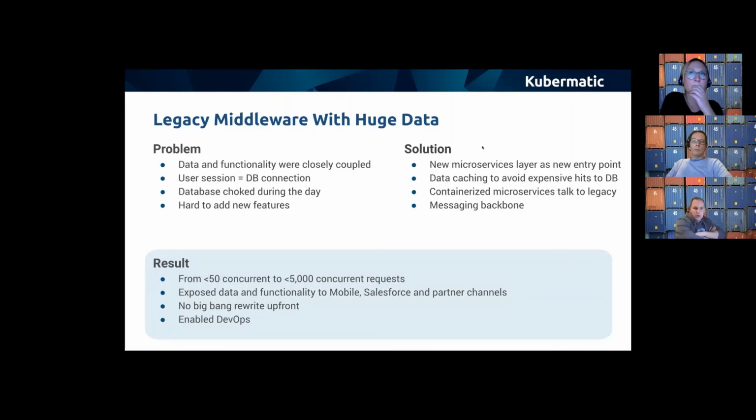And so the result was they could really handle much more requests. Before this, they were only able to manage less than 50 concurrent requests. Now they can scale up to 5,000 concurrent requests and even more. And now they could easily expose functionality to new channels. For example, before that it was only a website. Now they were able to build a mobile site. They could connect it with their Salesforce. They can connect it with their partner channels, and without having to do massive changes on their environment.